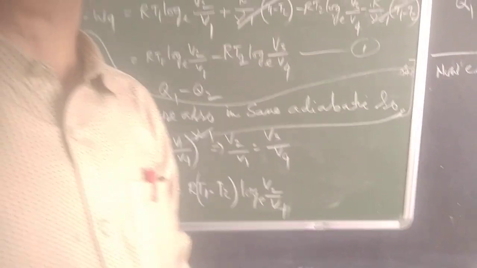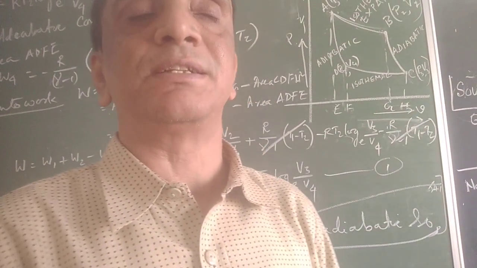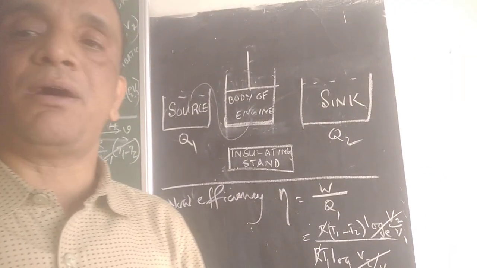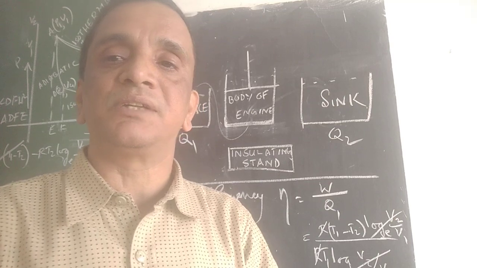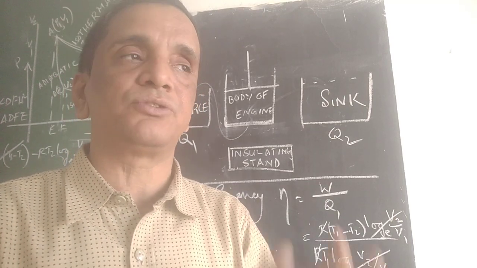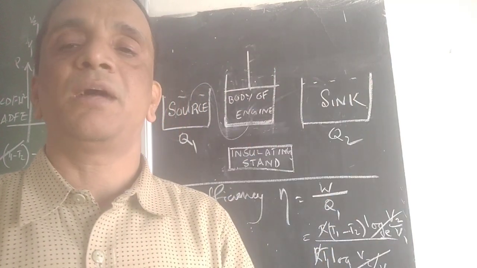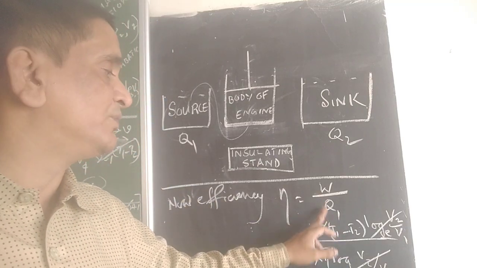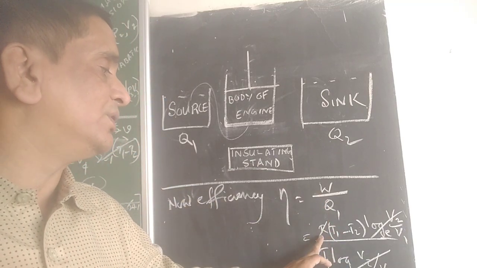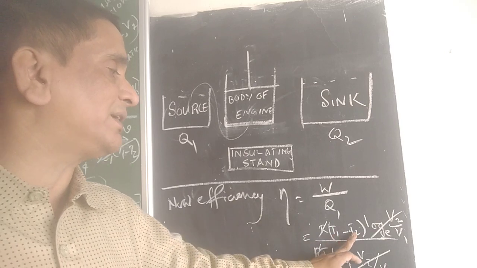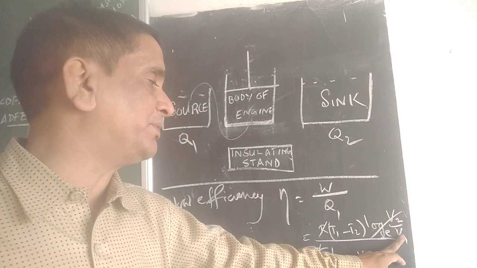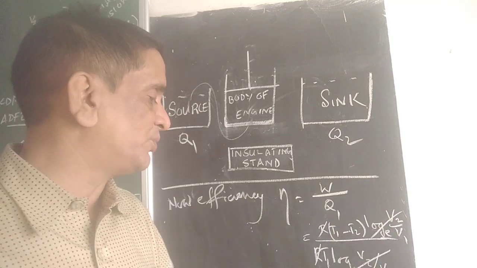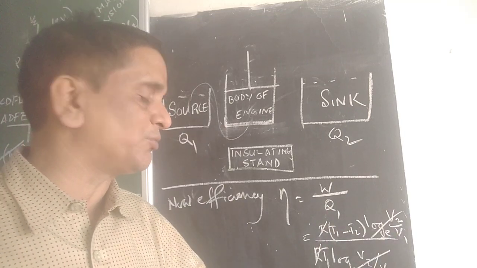Now friends, we should know about the definition of efficiency. What is efficiency? Efficiency of an engine is given by the ratio of the amount of work done to the amount of heat given. The amount of work done is W, and the amount of heat given is Q1. So we can write W = R(T1 − T2) log_e(V2/V1), and the heat given is Q1 = R T1 log_e(V2/V1). These two will cancel out, and we get efficiency = 1 − T2/T1.